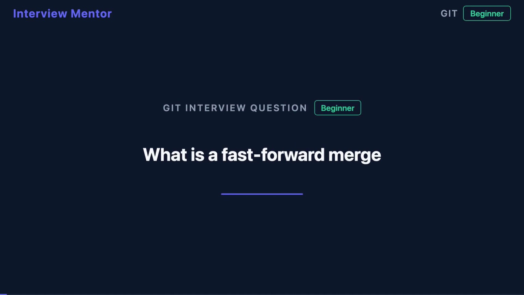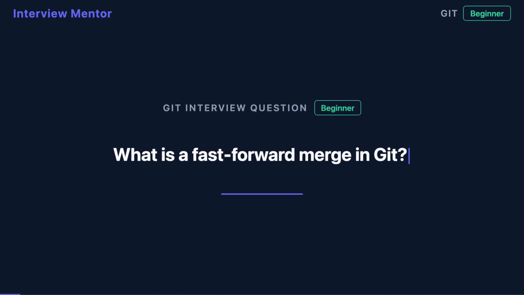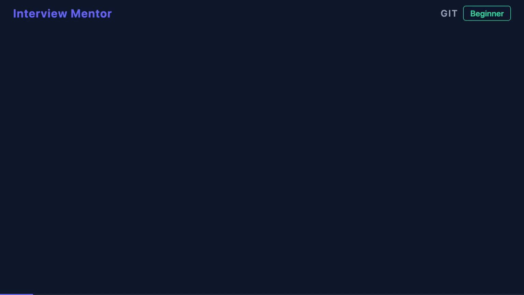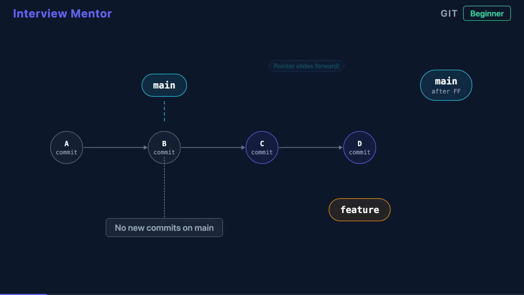Run git merge and get no merge commit at all. That's a fast forward. Here's how it works. A fast forward merge happens when the branch you're merging into, typically main, hasn't received any new commits since your feature branch was created. That means your feature branch sits directly ahead of main in the commit history. There's no divergence, no conflicting work.